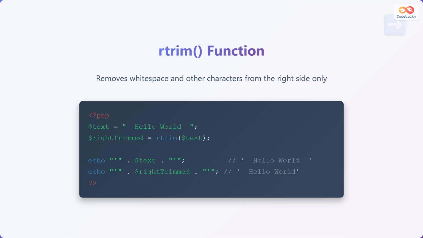The first echo statement displays the original string, which includes the spaces on both ends. The second echo statement then prints the modified string, where the spaces on the right side have been removed, but the spaces on the left remain.